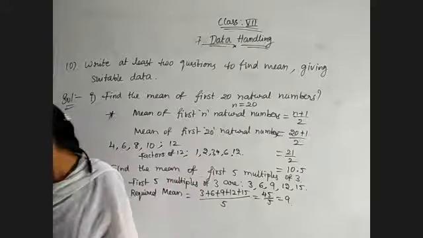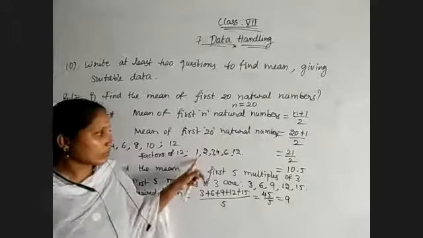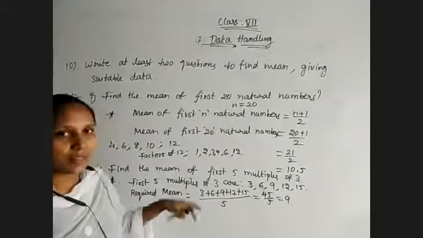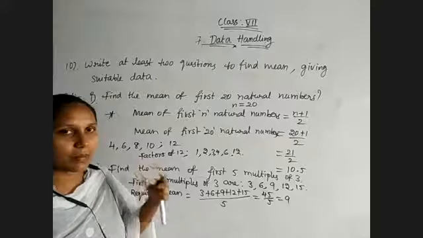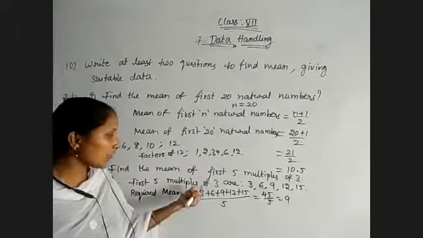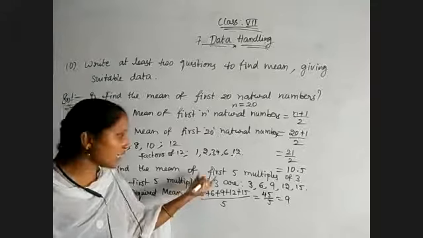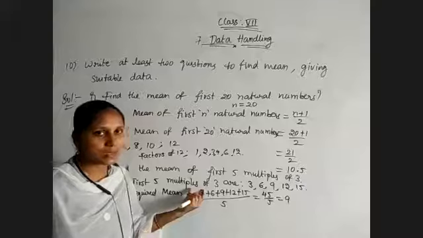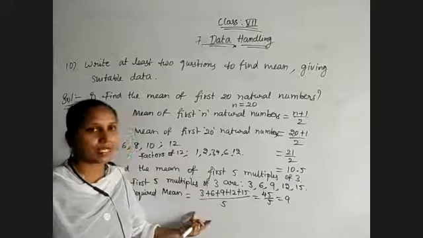So depending on the question, we need to find out the observations. Then we need to find the mean. Whenever they are asking for the mean, just remember we have to do the sum of the observations divided by the number of observations. If they did not mention the observations, by observing the question, we need to find the observations first. Then we have to find the mean.